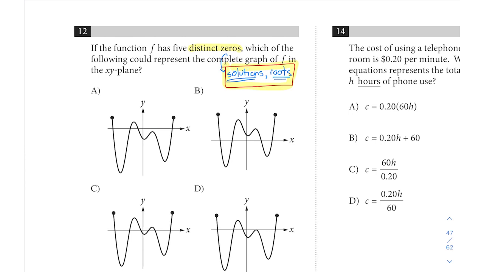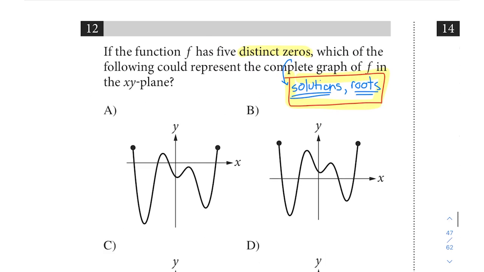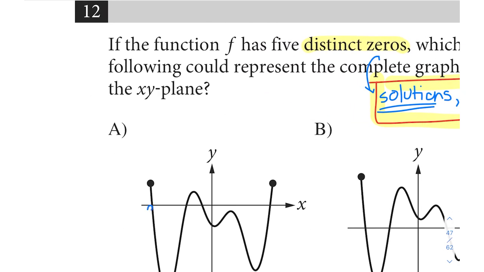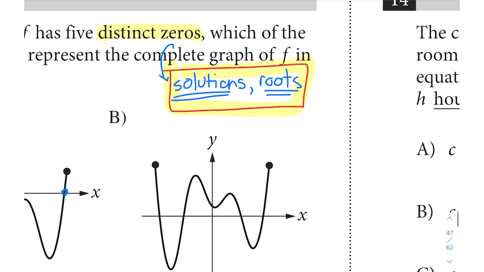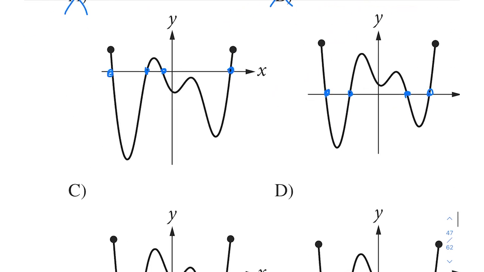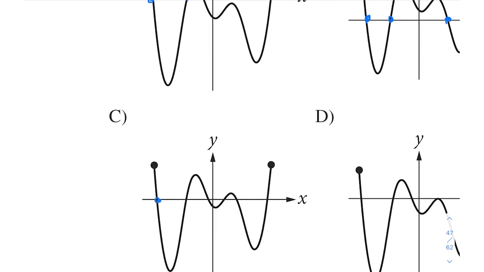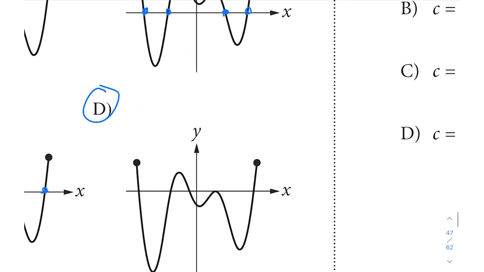It's basically, in lengthier terms, a way of saying that there are 5 places that this graph will touch the x-axis. So let's go ahead and count. For A, we have 1, 2, 3, 4 distinct zeros. Not it. For B, 1, 2, 3, 4 distinct zeros. Not it. For C, we have 1, 2, 3, 4, 5, 6 distinct zeros.